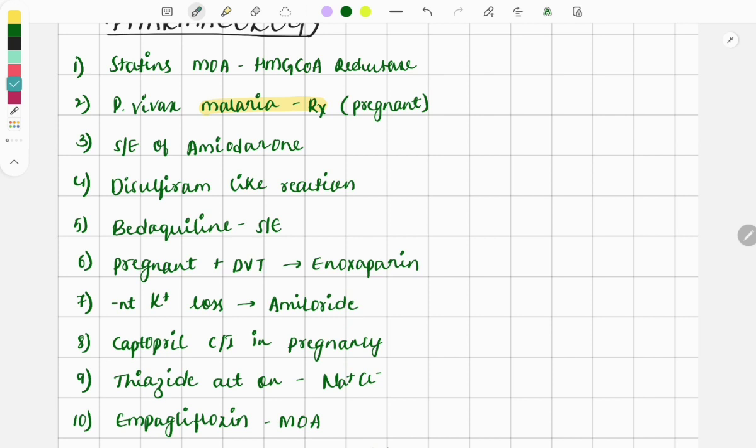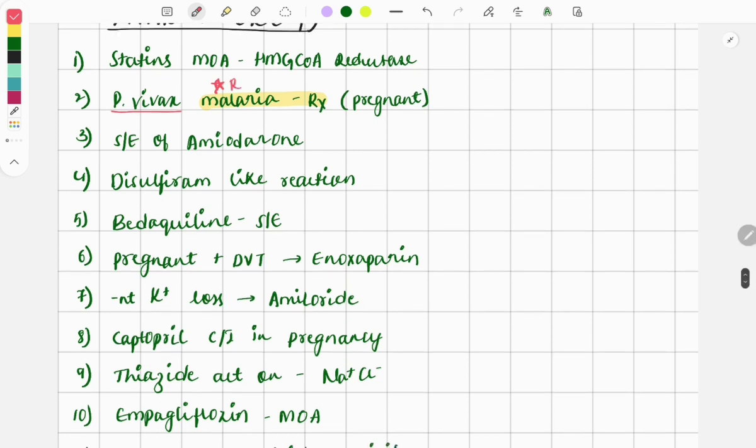Every year a question is asked on this malaria treatment. So this time there was a question on Plasmodium vivax, and there was a pregnant lady. So how will you manage this patient? The answer was the quinine. Okay, so this is a repeat topic, malaria treatment.